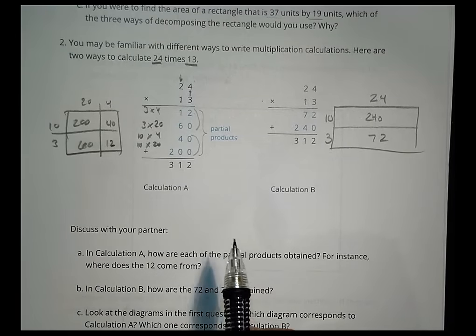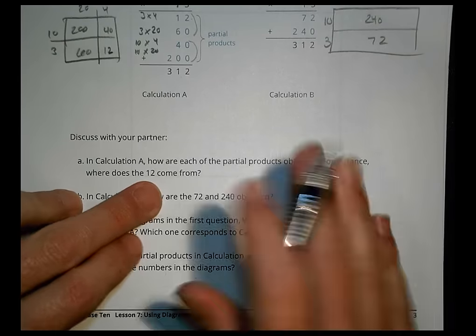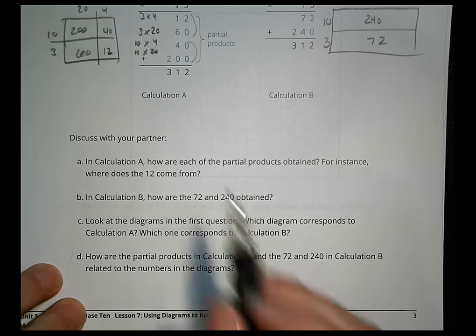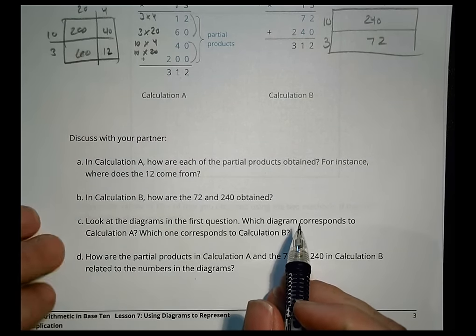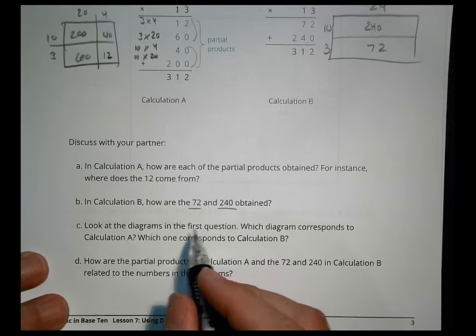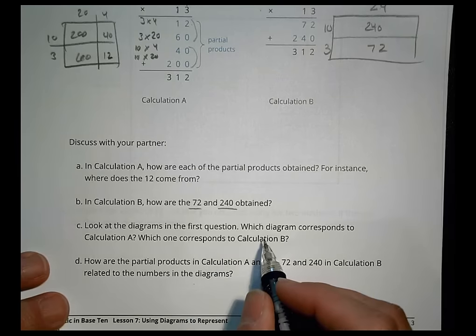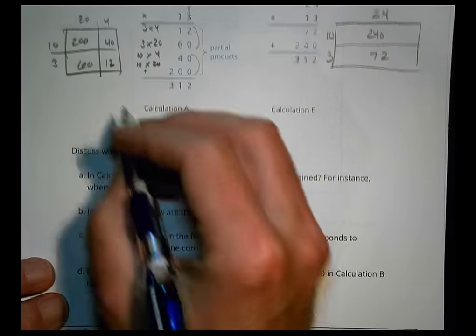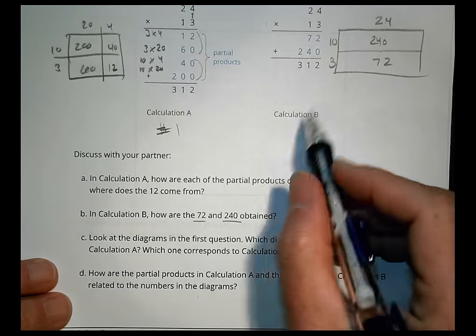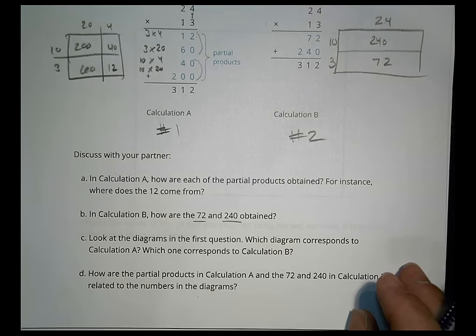So now let's take a look at calculation discussions here. With your partner, in calculation A, how are the partial products obtained? For instance, where does the 12 come from? Again, we talked about that, so have a conversation there. In calculation B, where is the 72 and 240? Where do they come from? And then, look at the diagrams in the first question. Which diagram corresponds to calculation A? Which one goes to B? So calculation A, this is like diagram number 1 with the 4 boxes. And this one seems to go with diagram number 2 with just the 2 boxes from our earlier discussions there.